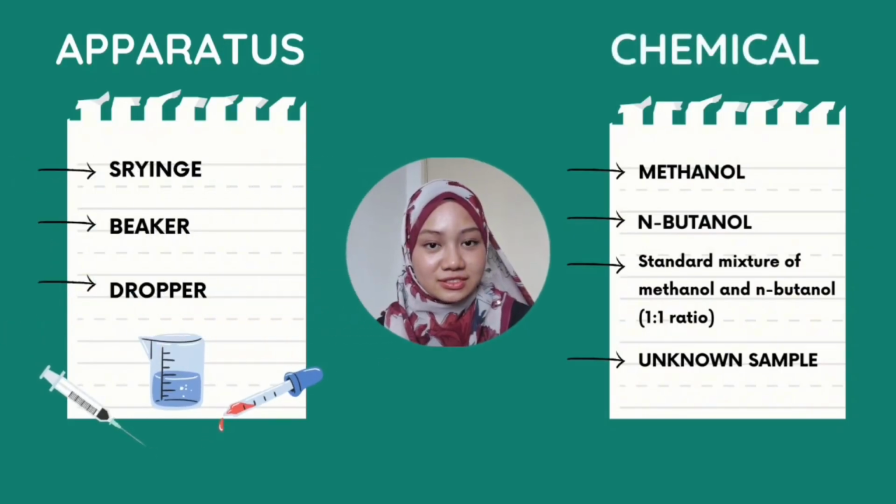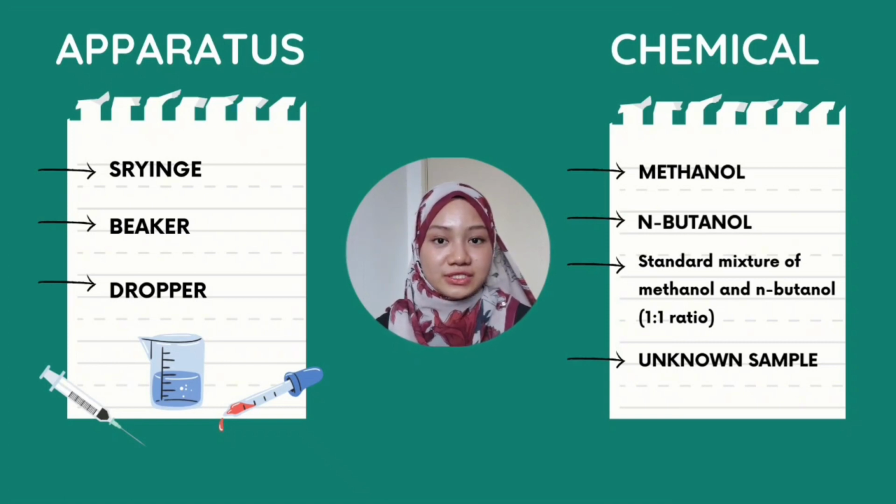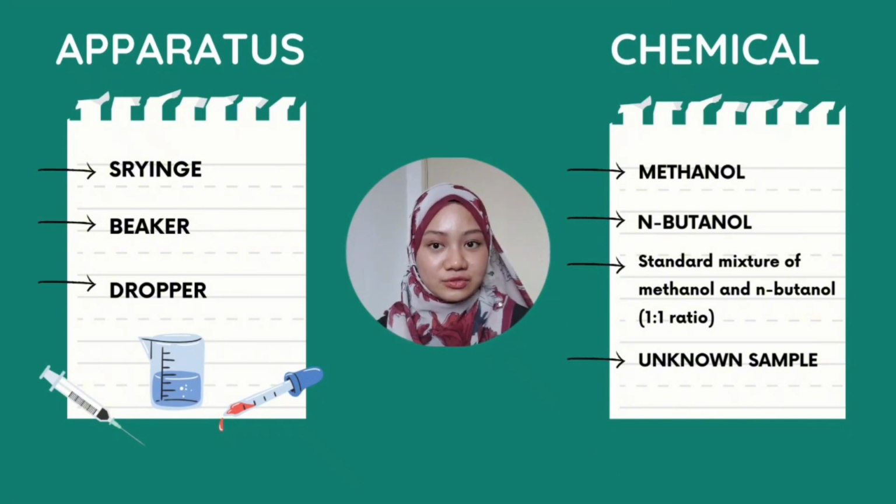For the material, we have apparatus and chemicals. For apparatus, we use syringe, beaker, and dropper, and the chemicals are methanol and butanol, standard mixture of methanol and butanol in 1:1, and lastly the unknown sample.